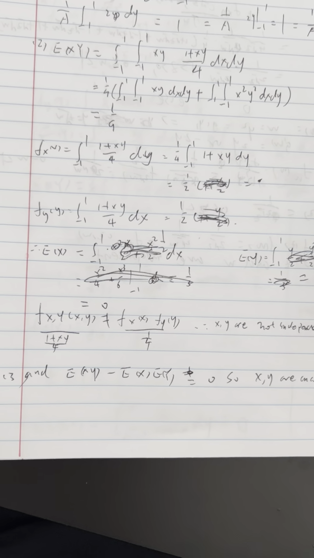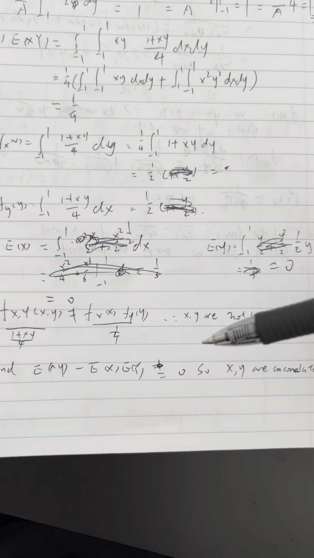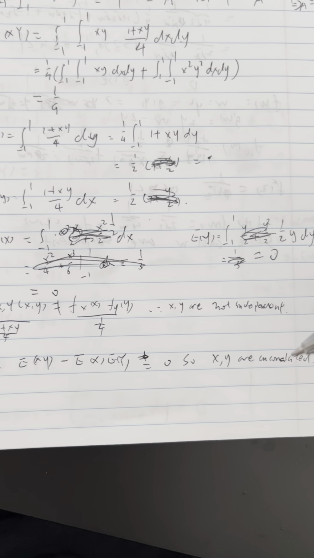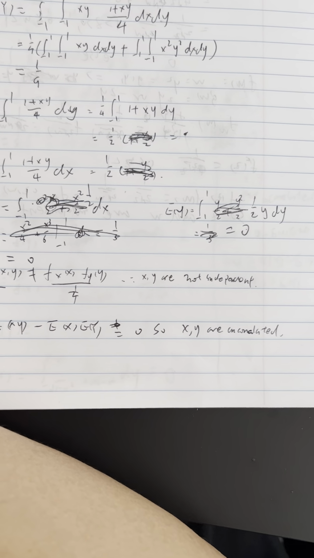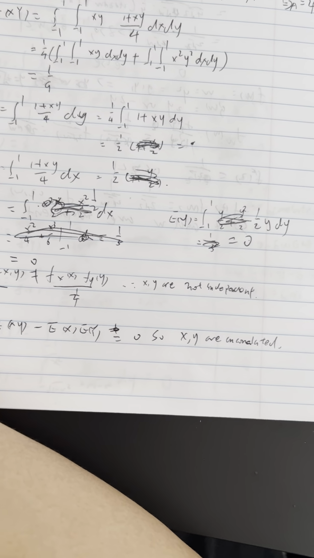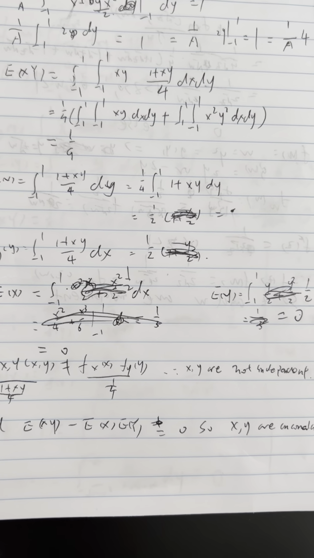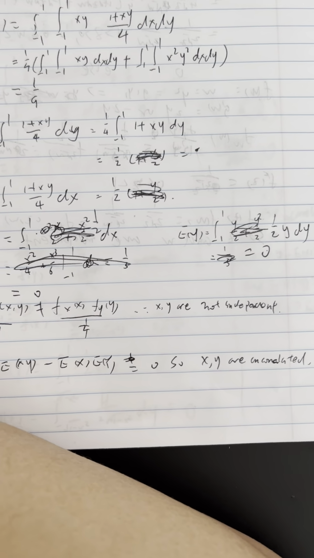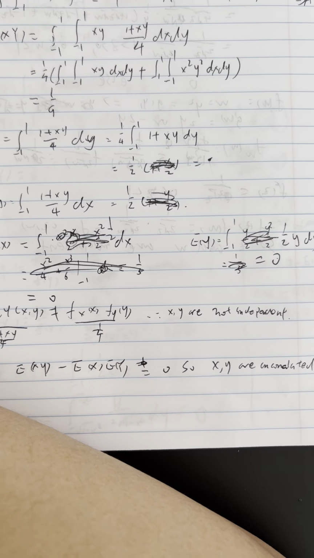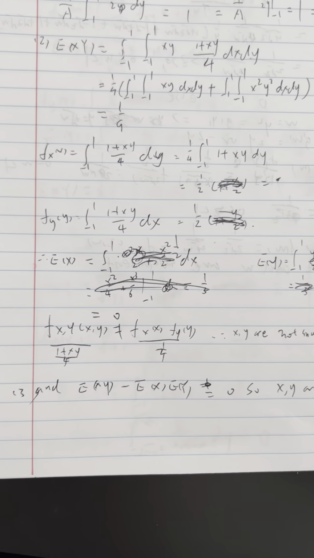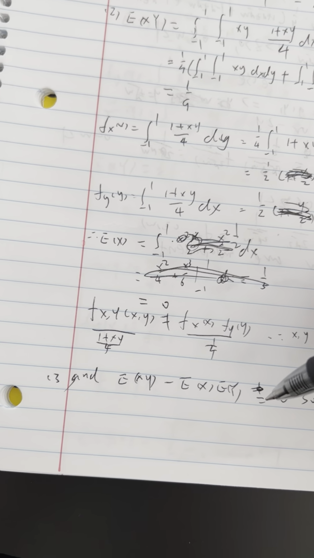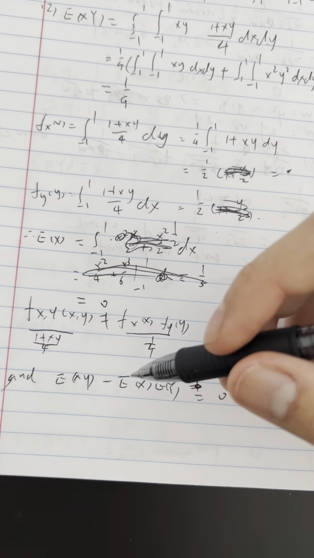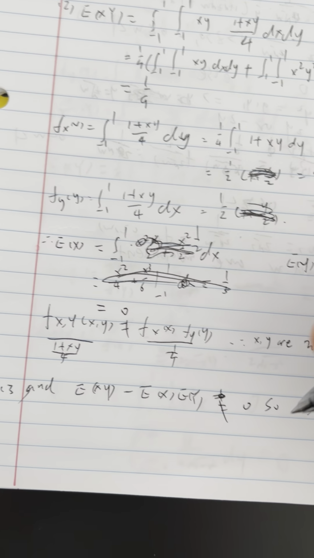And since E[xy] minus E[x] times E[y] is not 0, we can get to the conclusion that the random variables x and y are in fact correlated, because E[xy] minus E[x]E[y] doesn't equal 0.